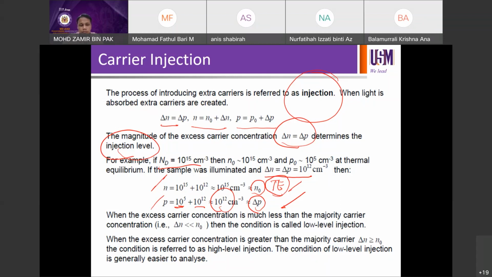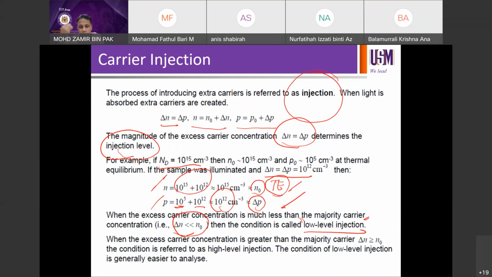That depends. When excess carrier concentration is much less than majority carrier, that is when delta n is way lesser than the n naught. So in this case, we're talking about 10 to the 12 versus 10 to the 15. Then your injection condition is called low level injection, when your excess carriers is way lesser than your majority carrier concentration.